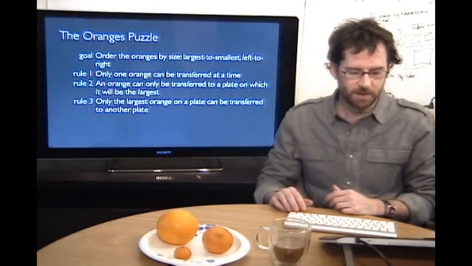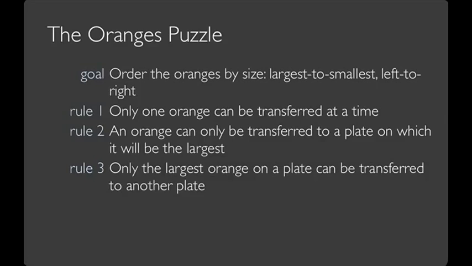The way the oranges puzzle works is you need to order the oranges by size, largest to smallest, left to right. Only one orange can be transferred at a time. An orange can only be transferred to a plate on which it will be the largest, and only the largest orange on a plate can be transferred to another plate.